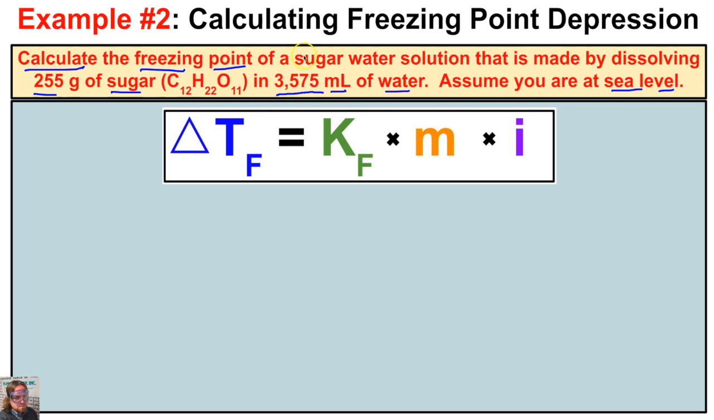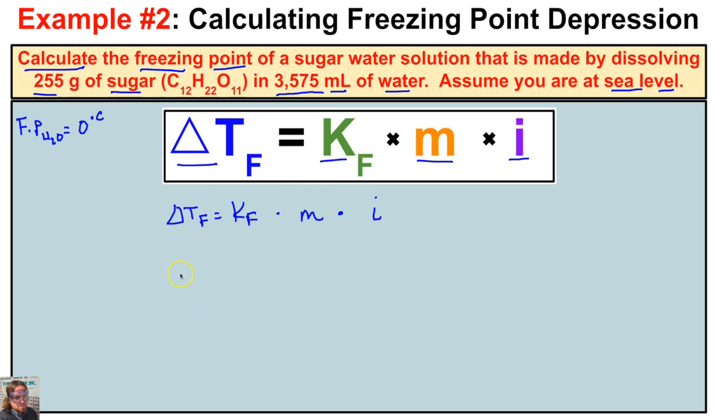And so if we take a look here, we're dealing with a sugar water solution. And so we're asked to calculate the freezing point. And so normally we know that the freezing point of water is 0 degrees Celsius at sea level. And so what we're asked to figure out is the change in the freezing point. And so to get the change in the freezing point, we have to take the freezing point constant of water times the molality of our sugar water times the Van 't Hoff factor.